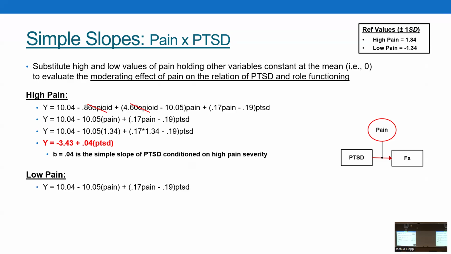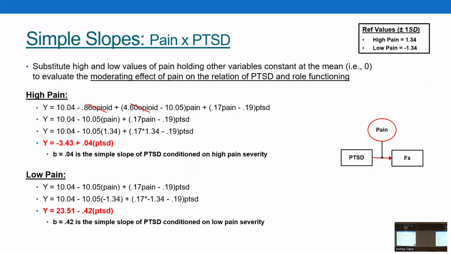Then for low pain, easy peasy, we just take our reduced equation and plug in negative 1.34. Okay, that's where we've got low pain. And if we spin this out, again, what we're going to get is the conditional effect of PTSD on functioning at low levels of pain, operationalized as a standard deviation below the mean pain. Okay. So what we can see is that this conditional effect is different, right? Here it's 0.04. Here it's negative 0.42.